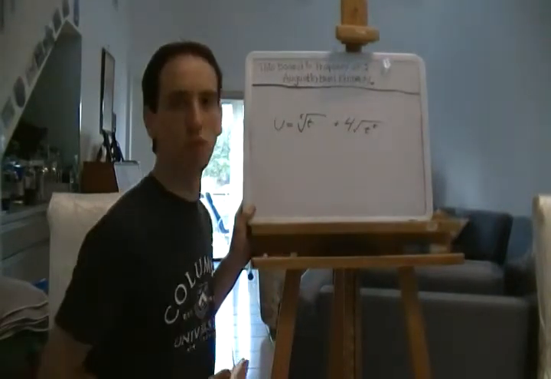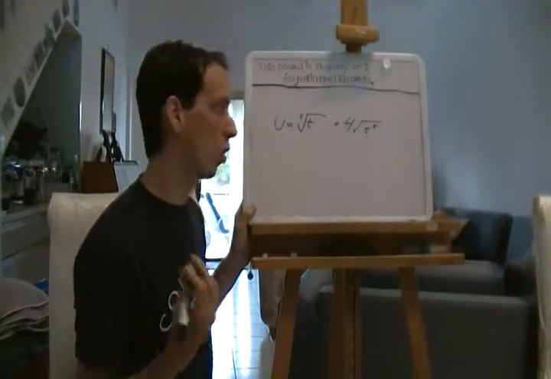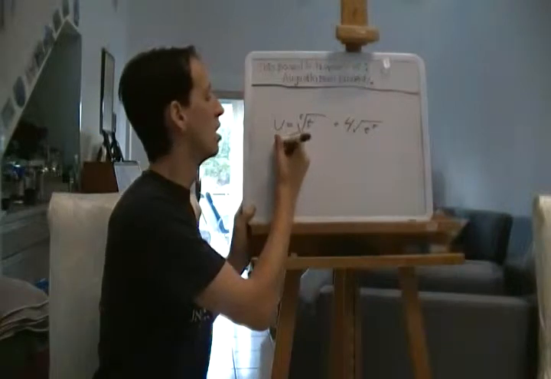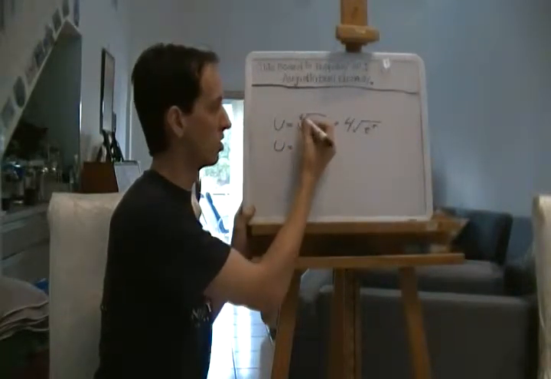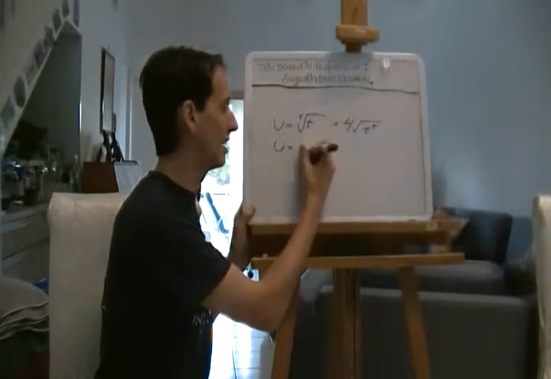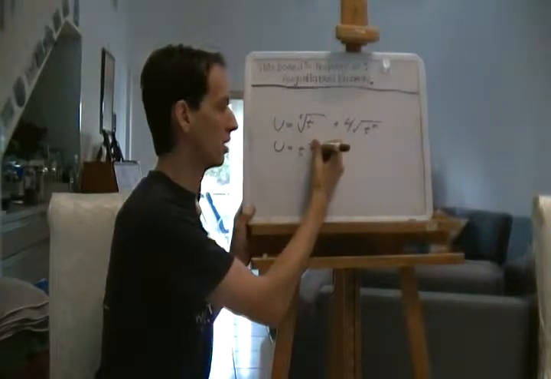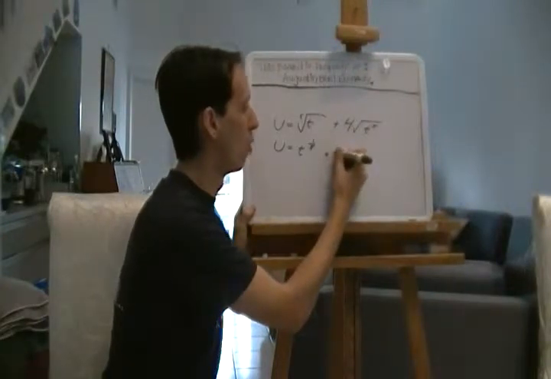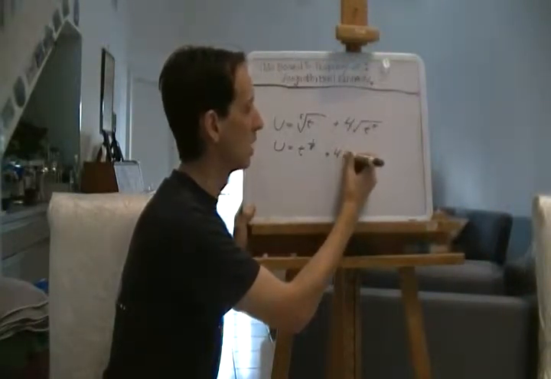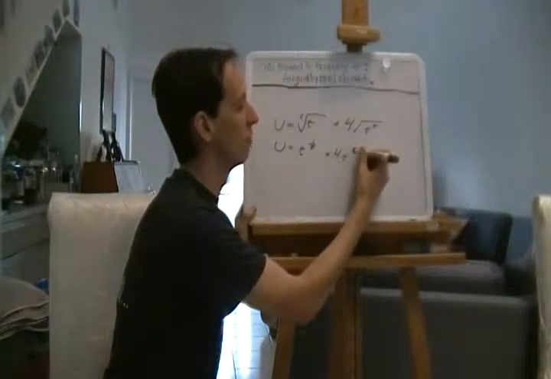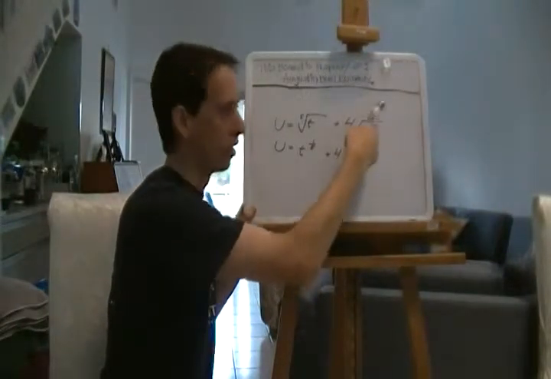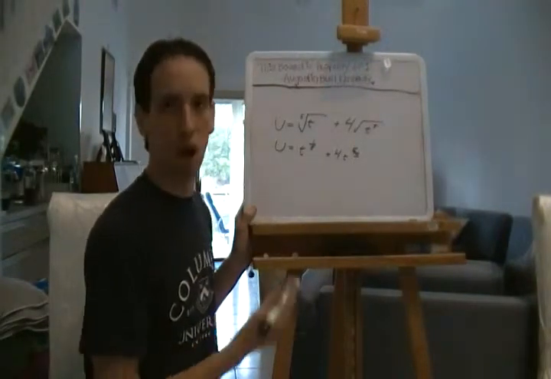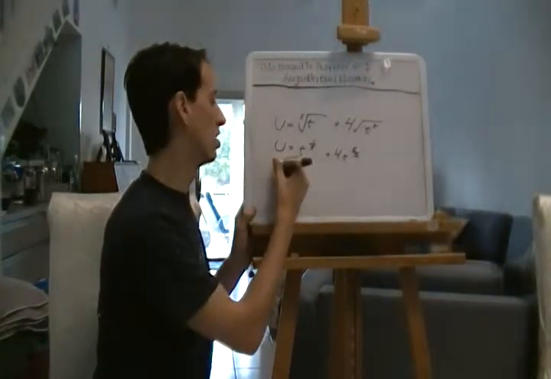The first thing we're going to do with this function is change the way it's written. Instead of writing the fifth root of t, we're going to write t to the 1/5, because we remember that's what that is, plus 4t to the 5 halves. Now we have a much easier function to differentiate.